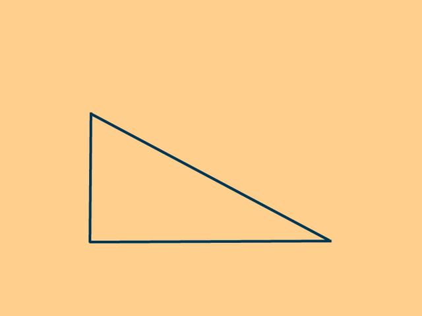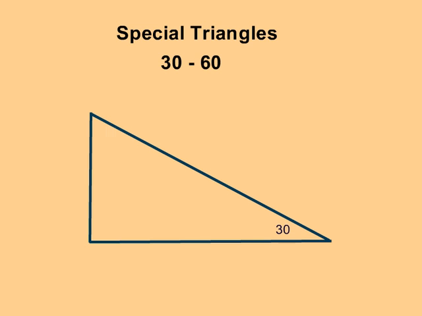There are several repeatable common triangles that show up, and we call these special triangles. The first one is a 30-60, where you have angles of 30 degrees and 60 degrees. In this case, we designate the short side as S.